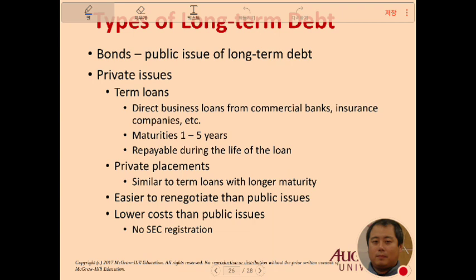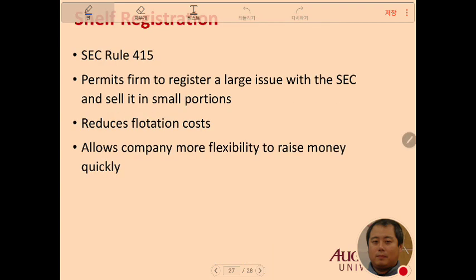Private issues are easier to negotiate, because public issues are very hard. You don't know the owners and it's hard to negotiate, but with a private party, you can really negotiate when you have some trouble. You can renegotiate this debt with private issuers so that you can achieve your goals basically. And the cost is also lower because you don't have to register it with the SEC.